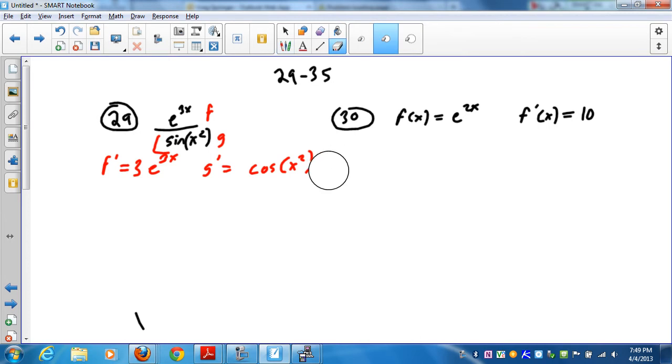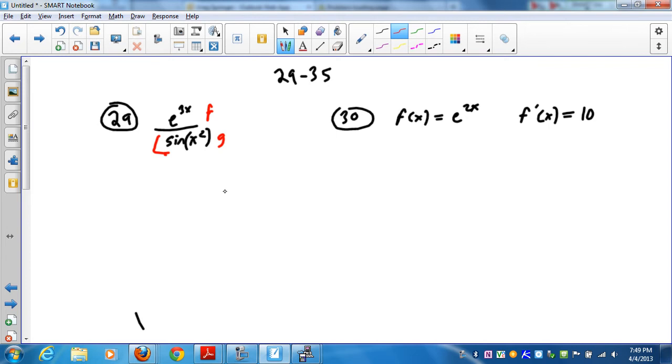Okay, let's take a look at number 30. Number 30, they give you that the function is e to the 2x, and they tell you that the derivative is equal to 10 at some x value, right? So we have to figure out what the equation of the tangent line is. So eventually we're going to do what? y minus f of some value a, which we don't know yet, equal to the derivative at that same a that we're not sure about.